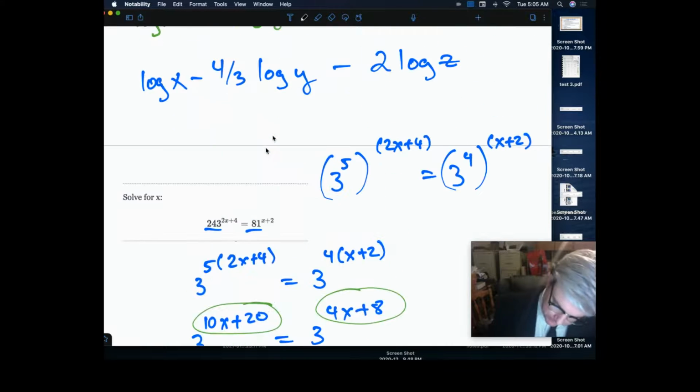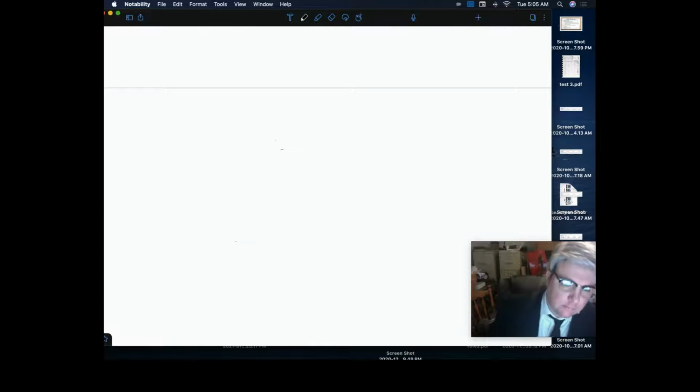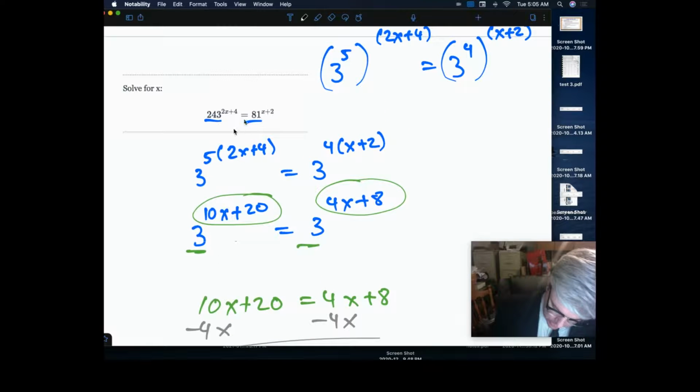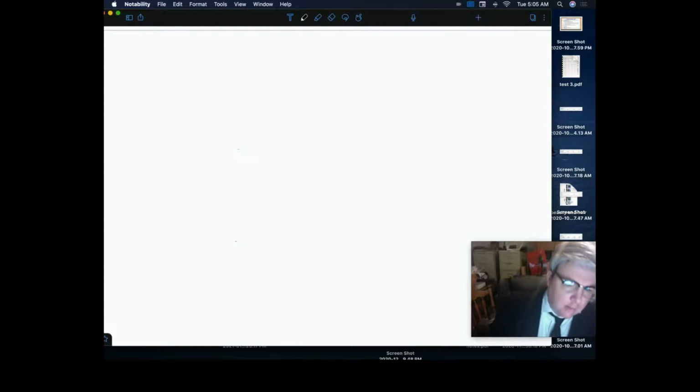And so, yep, we are good. One more thing I should add: you can always plug in -2 here and here and see if it works. I'm not going to do this for the sake of time. Okay, next one.